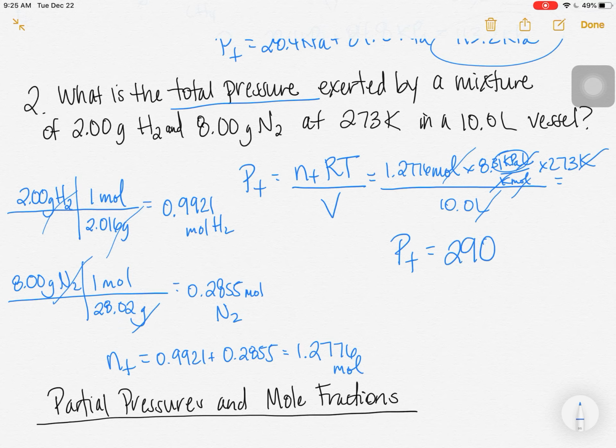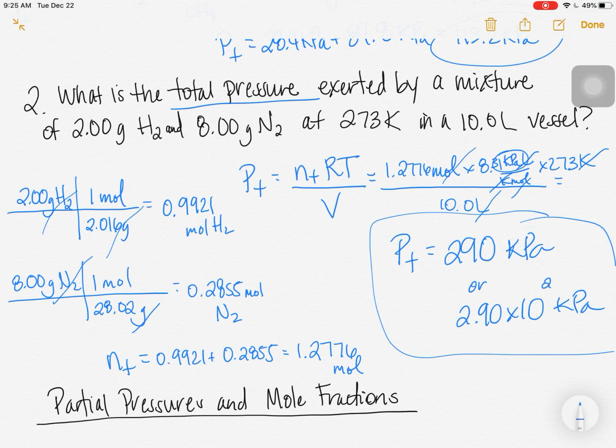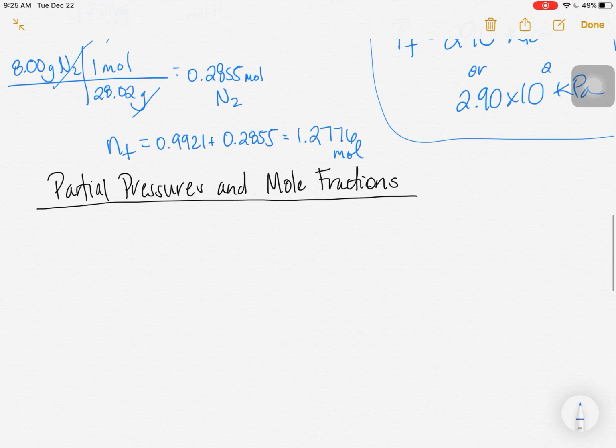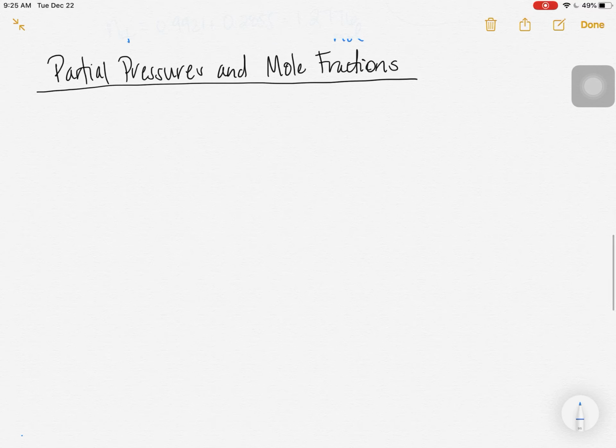290. That's only 2 sig figs, but we'll leave it. Or 2.90 times 10 to the second is the total pressure in that container. And again, that question was a little bit different because it didn't ask me to find the individual pressures, just the total pressure. So that is how we do partial pressures. And again, it's pretty much just a deviation of the ideal gas law. Okay, so one more thing, and that is something called mole fractions.